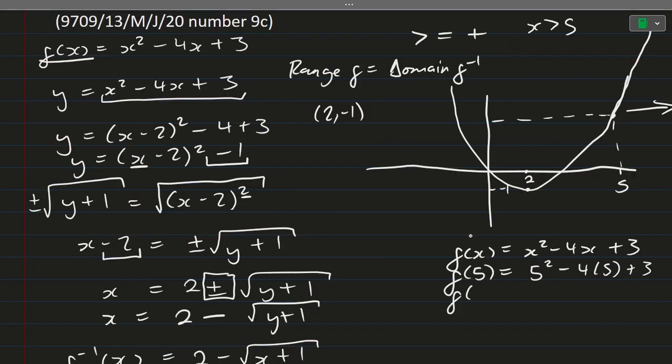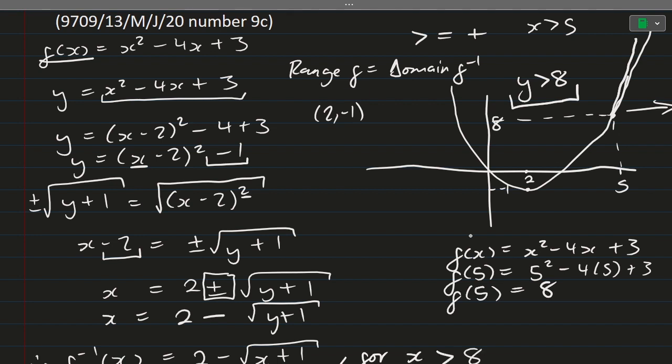So f of 5 is equal to 8. So that means our y value here is 8. And we're saying that the region that we want is this region here going upwards. So that means we want y is greater than 8. So the range of f of x is y is greater than 8, which means that the domain of f inverse of x would be x is greater than 8. And this would be our final answer.